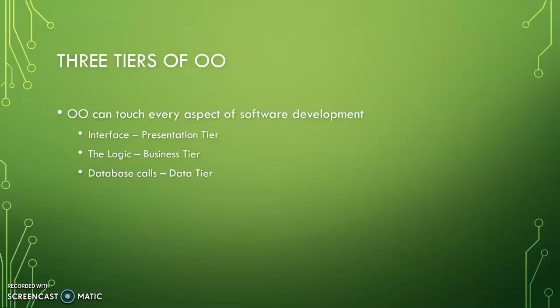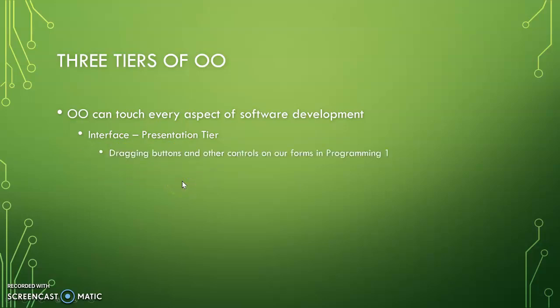You'll also recognize that there'll be this terminology out there. What's all these classes made up of, all object-oriented? Well, we have three different levels, three different tiers, if you will. There's the presentation tier, which is the interface. There's the business tier, which is the logic, and there's the database calls, which is the data tier. The interface is basically what you've already worked on in programming 1, which is dragging and dropping buttons and controls and so on in a form.